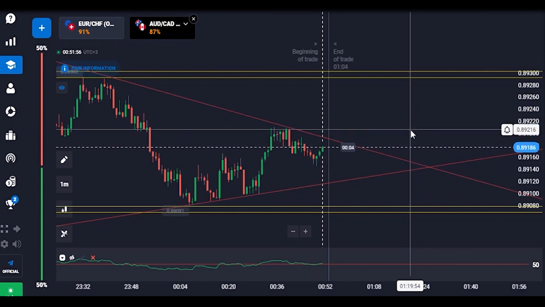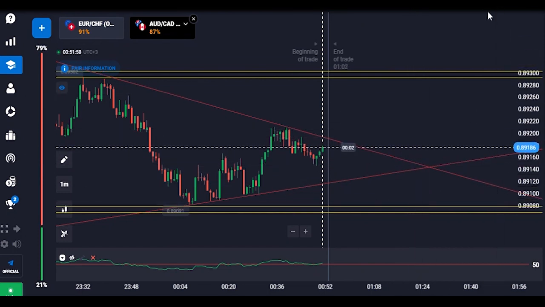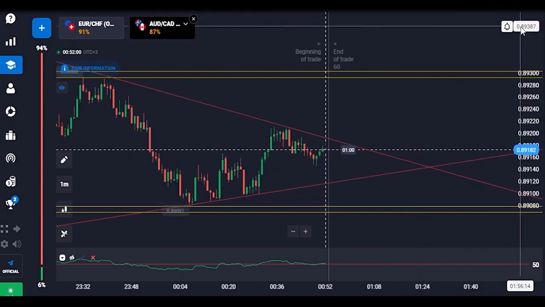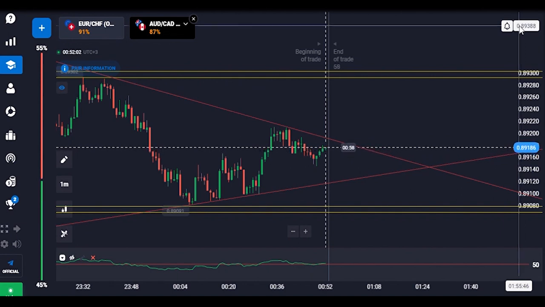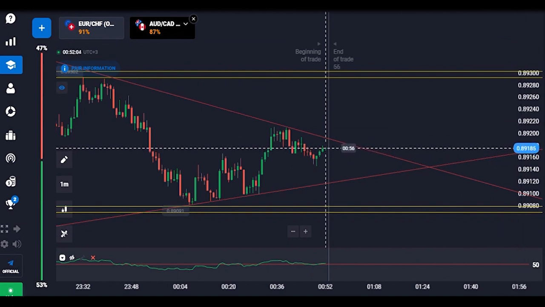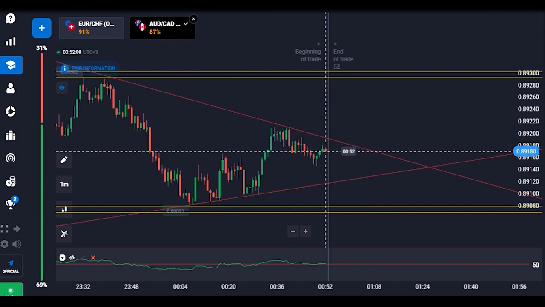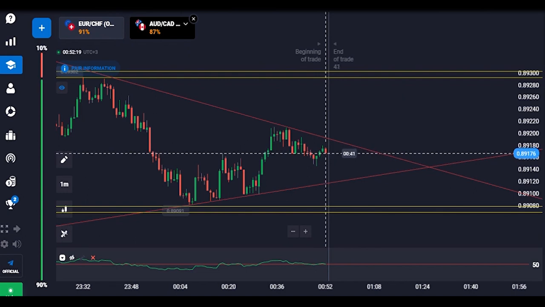In the meantime, while we wait, I will tell you what the plan is. If there is a break of the support or resistance areas, which are currently represented by the intersecting red lines, it will either be downwards or upwards. In both cases, we will also wait for one candle after the break to confirm that the trend has been broken. Then, we will enter our trade for 1 minute in the direction of the break.